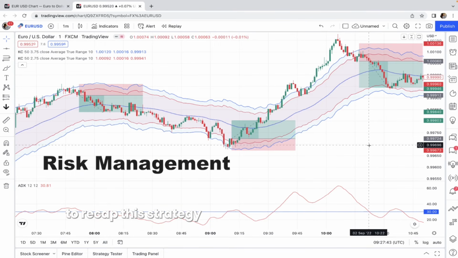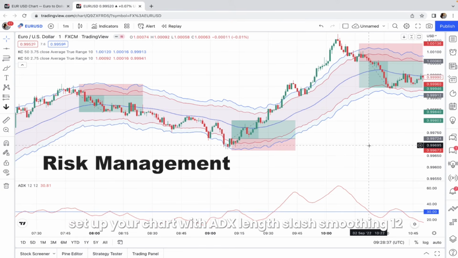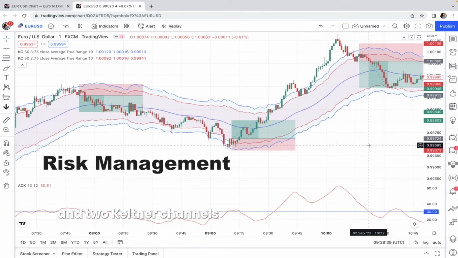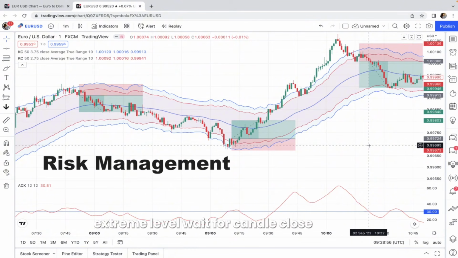To recap this strategy in a simple checklist before you trade it live: set up your chart with ADX, length and smoothing 12, and 2 Keltner channels, length 50 with multipliers 3.75 and 2.75. Watch for price to breach the blue bands, the extreme level. Wait for a candle close inside the red Keltner channel. Confirm ADX above 30 for trade validity. Enter the trade at the next candle.